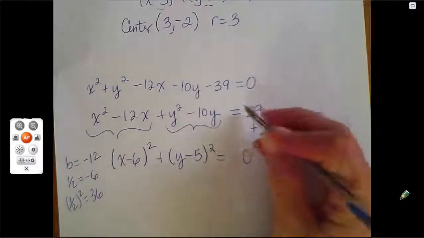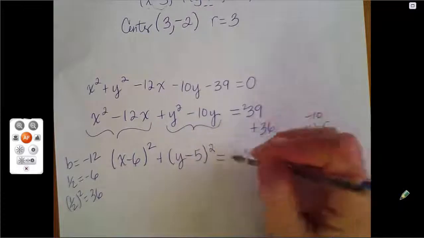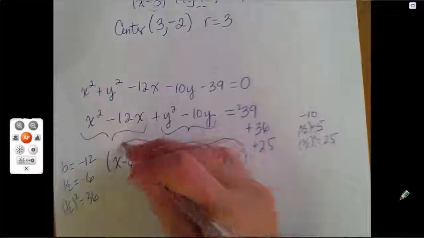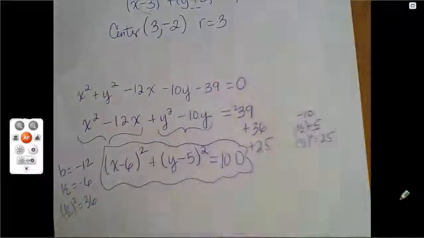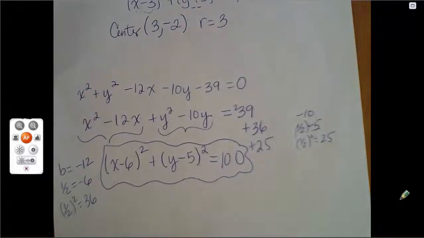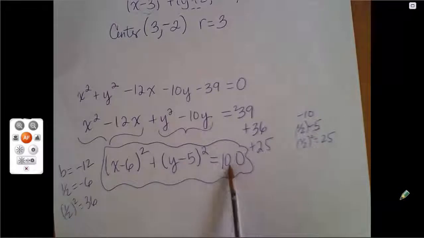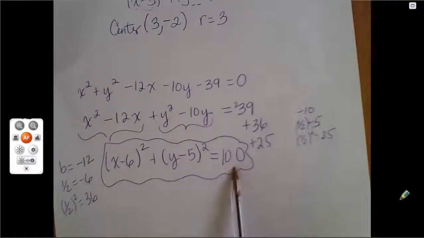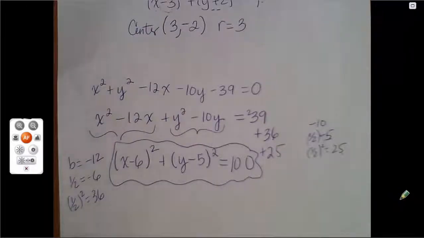15, 20, 3, 6, 8, 10, 100. By two quick completing the squares, we've now written the equation of a circle. We can see that its center is the point (6, 5) and its radius is the square root of 100, or 10. That's it. Complete the square twice.